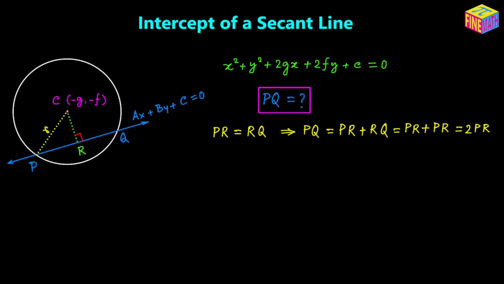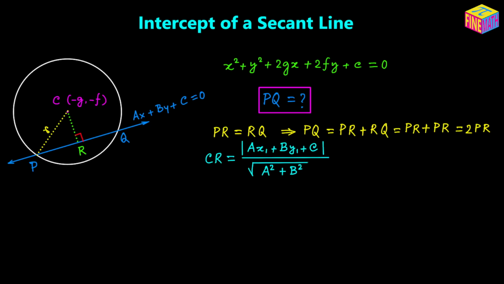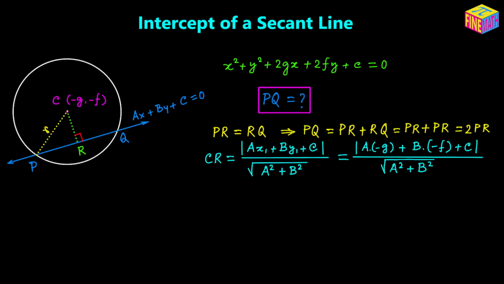First of all, what will be the length of CR? That we can easily calculate because we know the equation of the secant line and we know the coordinates of the point C, and CR is a perpendicular drawn onto the secant line. That means CR will be the distance of the line from this point. And using the formula of distance of a line from a given point, we can say that CR will be equal to modulus of A times x sub 1 plus B times y sub 1 plus C over square root of A squared plus B squared. And in this case, x sub 1 and y sub 1 are the coordinates of the point. And in our case, the point is actually the center of the circle, and we know the coordinates of the center from the given equation would be negative g comma negative f. So in place of x sub 1, I am going to use negative g, and in place of y sub 1, I am going to use negative f, over square root of A squared plus B squared.